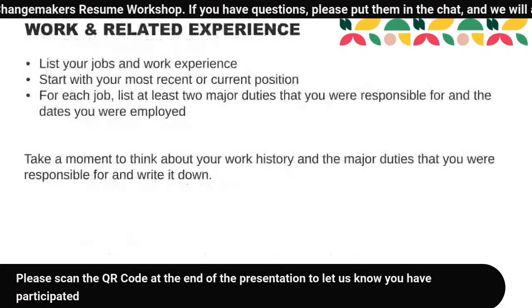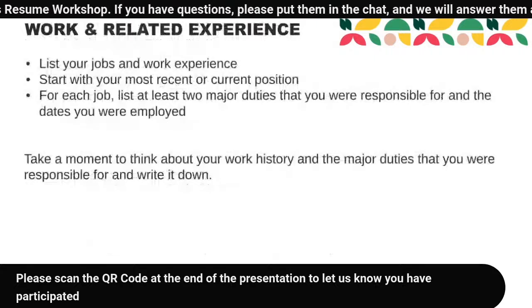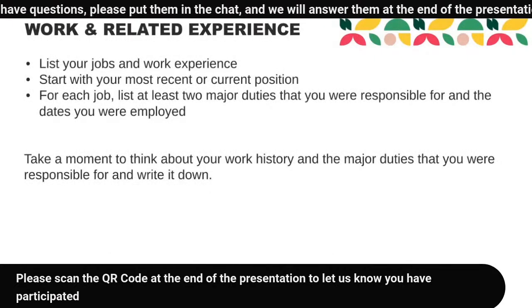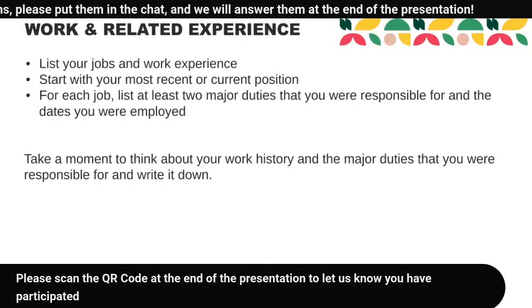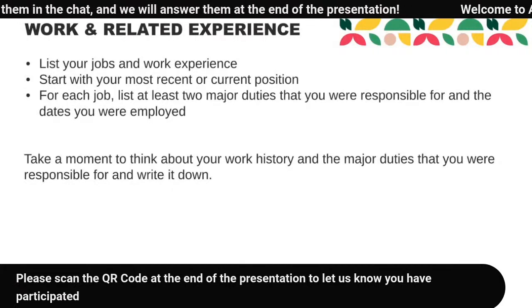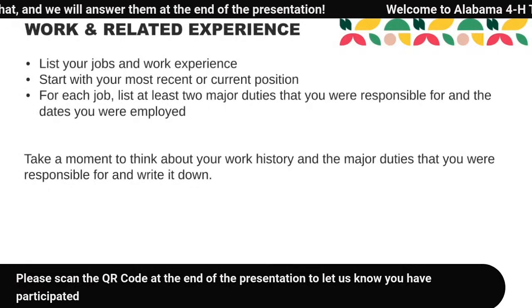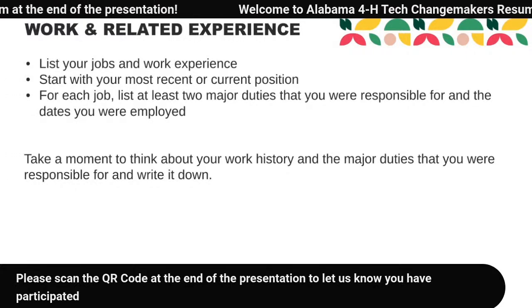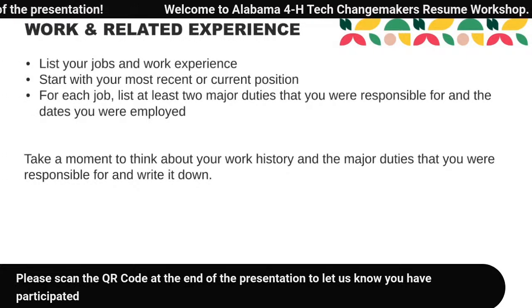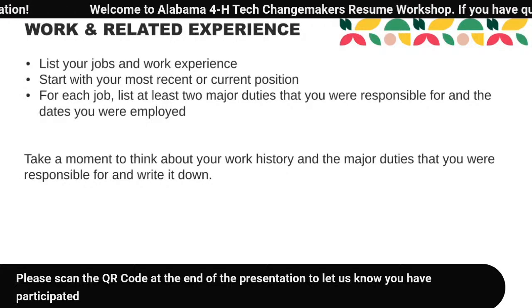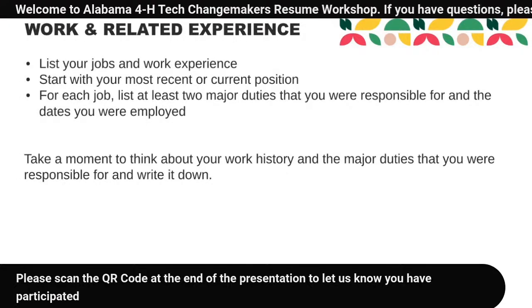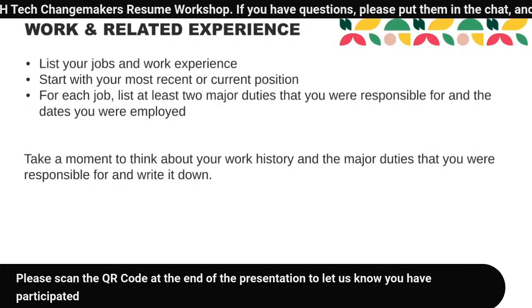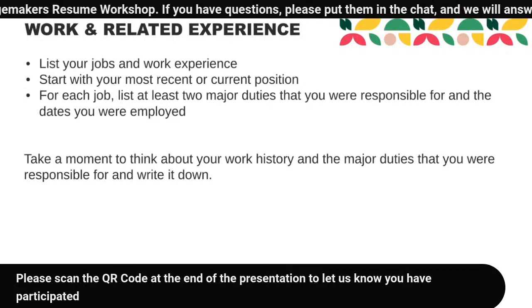All right, so work and related experience. You want to list your jobs and work experience. Start with your most recent or current position. For each job, list at least 2 major duties that you were responsible for and the dates you were employed. So take a moment to think about your work history and the major duties that you were responsible for and just write it down. This is a good time to think about what you've done with your job and some major duties.